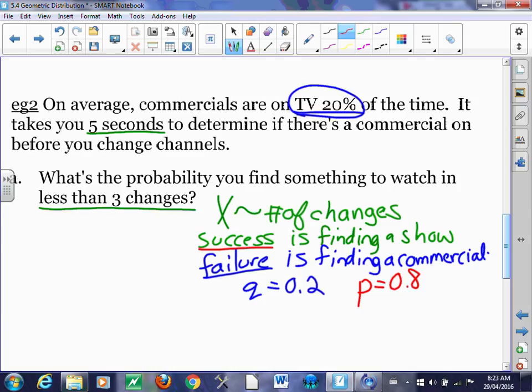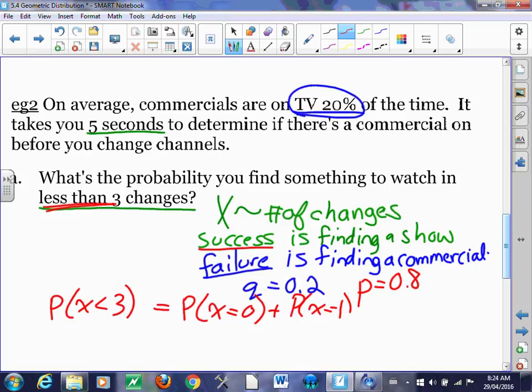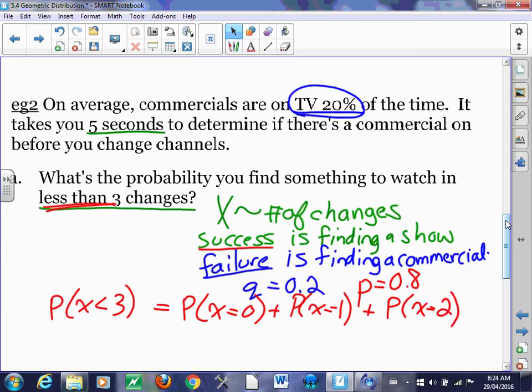So we need to figure out the probability in less than 3 changes. So when we do this, we go probability where x is less than 3 equals, so less than 3 means the probability when x equals 0, plus the probability when x equals 1, plus the probability when x equals 2, because less than 3 can't be equal to 3.